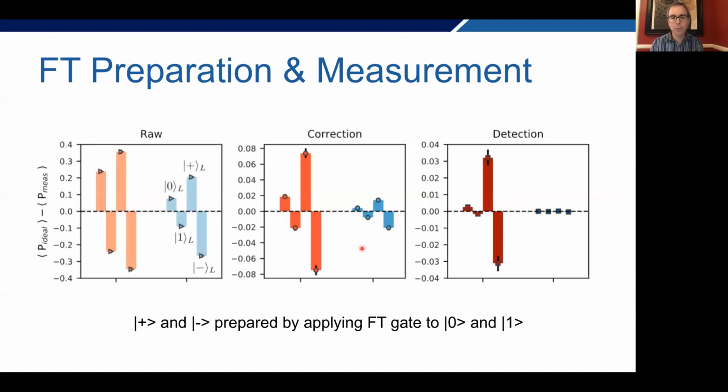I would like to point out that to prepare plus and minus, we actually apply the fault-tolerant gate to 0 and 1. And that's why the errors are a little bit larger. That's basically the error from the fault-tolerant gate. And the corrected SPAM error for preparing and measuring the 1 state is better in the logical qubit than it is in the physical qubit. Now, it's not the case for the 0 state, because in real life, the measurement errors are not symmetric. So I think it's really hard to beat the physical 0 error.